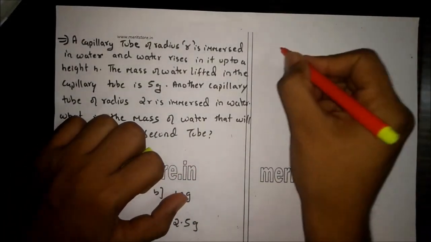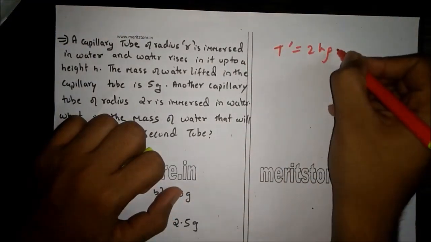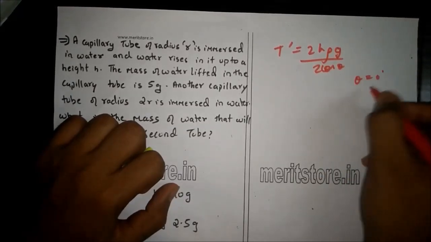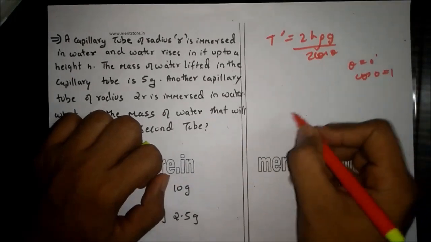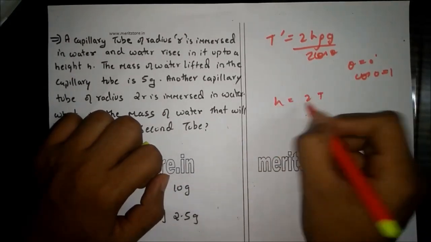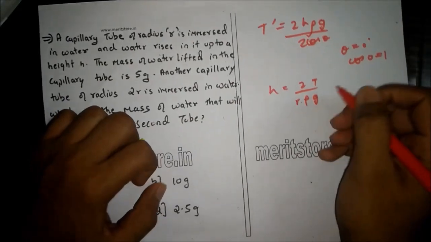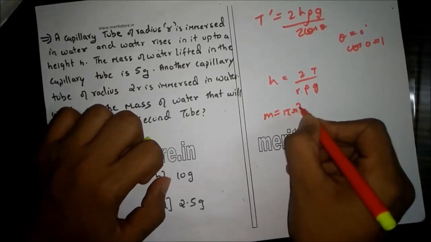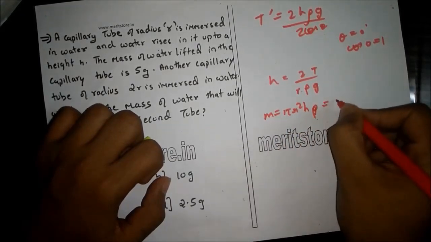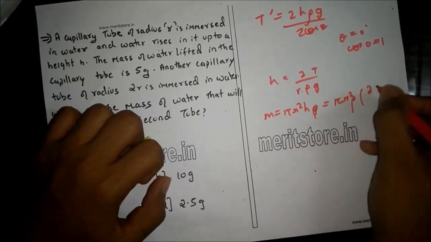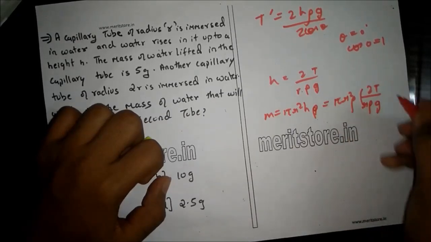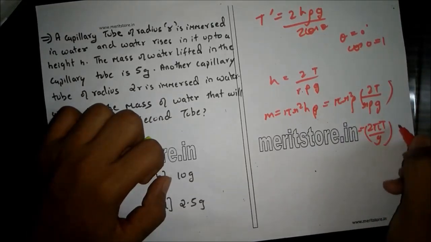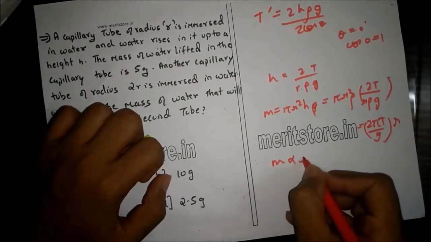Now let's take T is equal to r h rho g upon 2 cos theta. Now for water we know theta is 0 degrees and cos of 0 is 1. Therefore H is equal to 2T upon R into rho into G. Now the mass of water that is lifted in the capillary tube is M is equal to pi R square H rho, which is equal to pi R square rho into 2T upon R rho G, which is equal to 2 pi T upon G into R. Thus, mass is directly proportional to R.